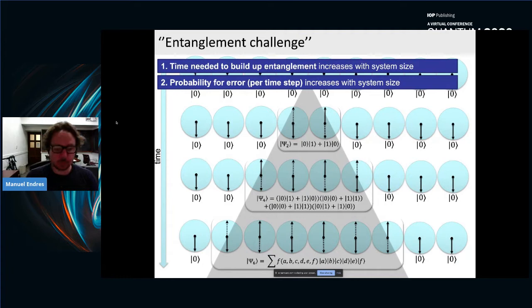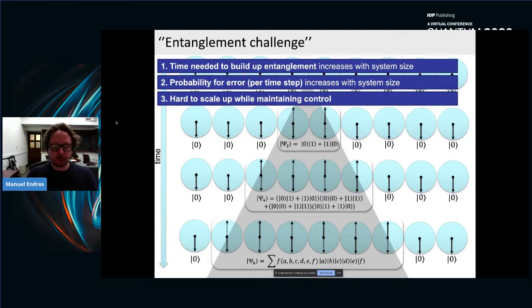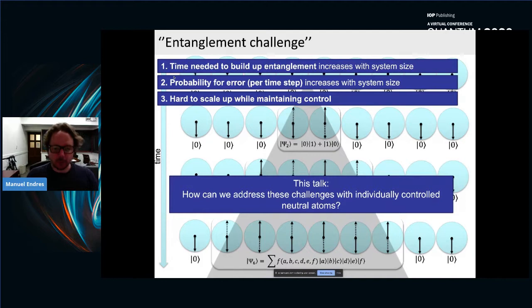At the same time, it is technically hard to scale up while maintaining control over individual spins and systems. So that's an engineering problem. And in a sense, this is, to me, in a nutshell, really why quantum science, in the sense of reaching non-classical systems that can outperform classical systems, is hard. My talk is about how we can address these challenges with new techniques for controlling individual neutral atoms.